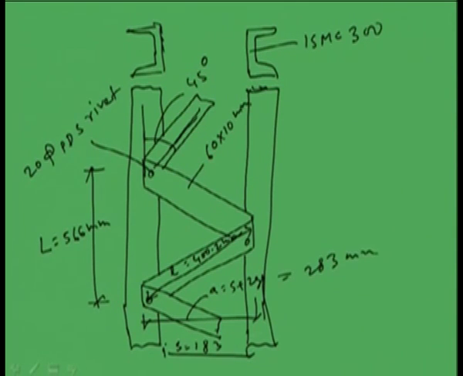So, these are the things which remain. In this way we can finalize the design. When one is told to design the lacing system for the built up section, this will be the answer. That means we have to show in the drawing what the detailing is, right.